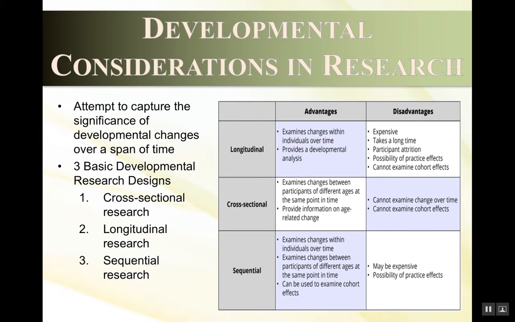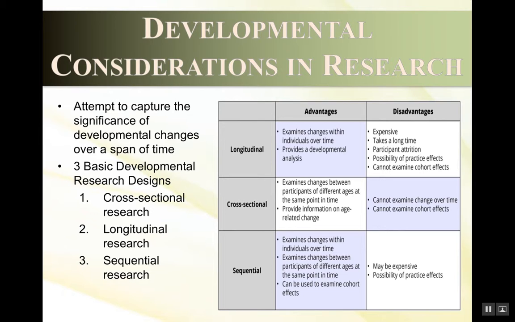Now, a cross-sectional research design examines change between participants at different ages at the same point in time. So it doesn't go from third grade, fourth grade, fifth grade, sixth grade, all the way up. Now, an example of this would be the state writing test, where you had one in third grade, then you had one in seventh grade, and then you had one later. That would be seeing how writing has improved at different chunks of time.